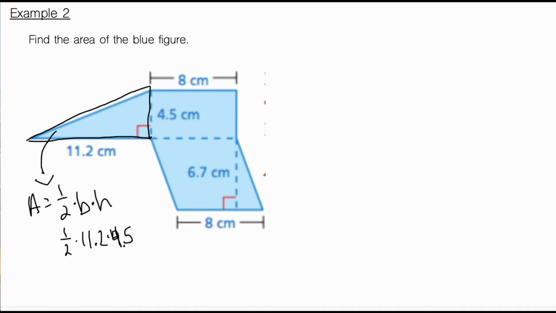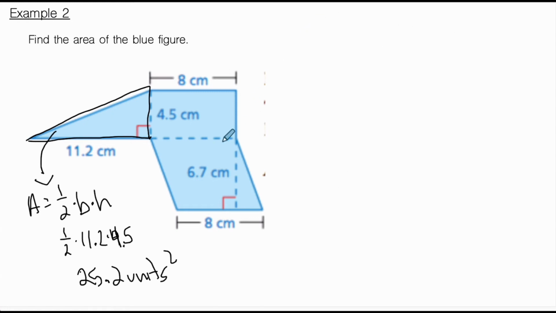So we've got to do some multiplication here. 11.2 times 4.5 times 1/2 gives you a final product of 25.2 units squared. You can check my math on that, but pretty sure that's for the triangle.